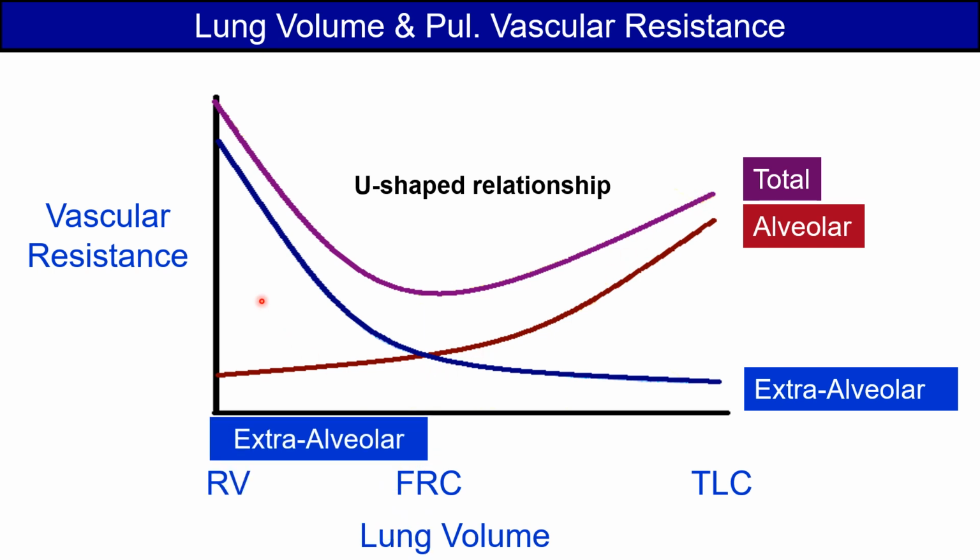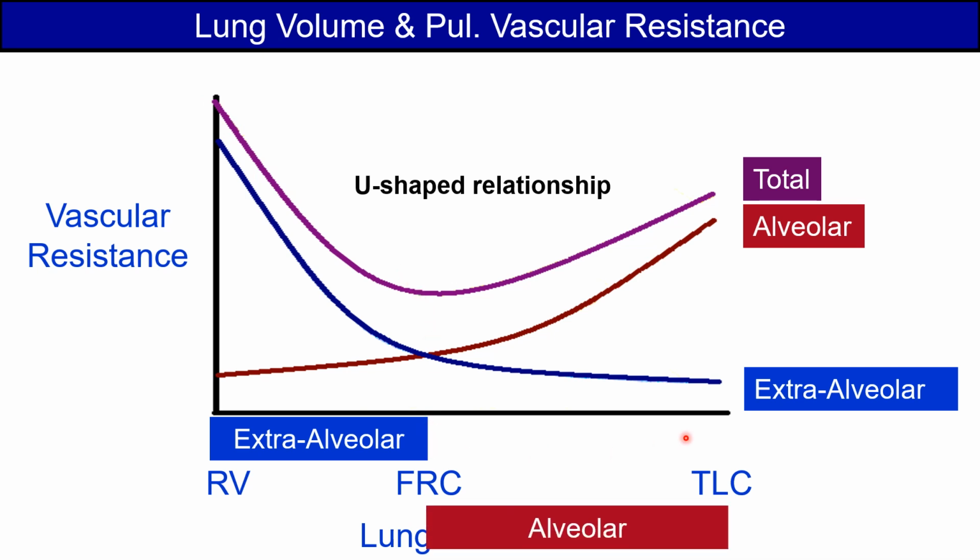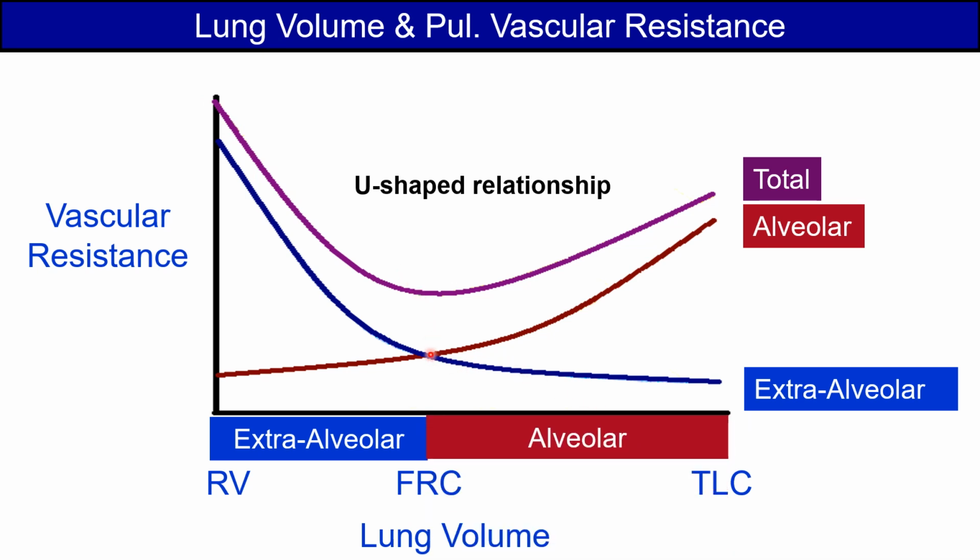In the initial part from the RV to the FRC, what predominates is the extra-alveolar vascular resistance, which influences the total vascular resistance more. And from FRC to TLC, what influences the pulmonary vascular resistance more is the alveolar blood vessel resistance.